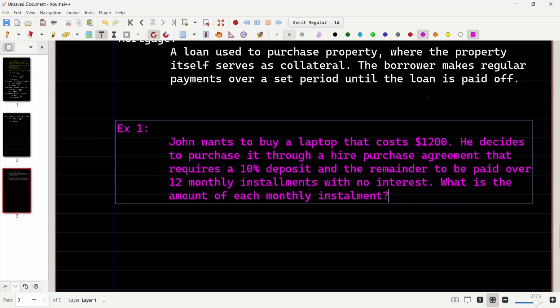All right, so this is the example. John wants to buy a laptop that costs $1,200. He decides to purchase it through a hire purchase agreement that requires a 10% deposit, and the remainder will be paid over 12 monthly installments with no interest. What is the amount of each monthly installment? That's fairly straightforward and simple because we don't have interest added on to the amount that he has to pay. So let's see how that works.